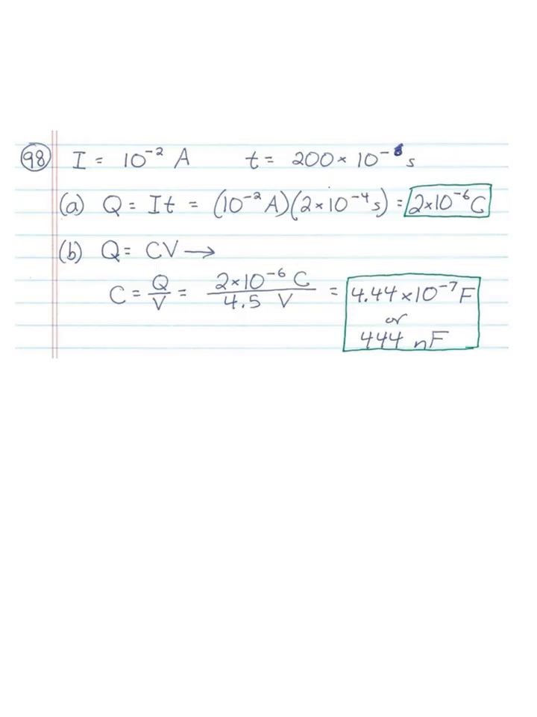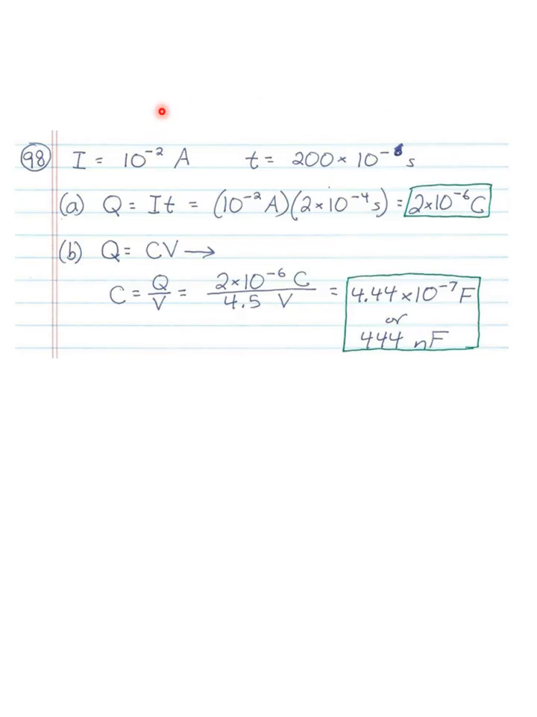Question number 98. A neuromuscular microstimulator is a device designed to be implanted into paralyzed muscles or other tissues suffering from neuromuscular dysfunction. It supplies an electric current that stimulates the dysfunctional tissue. A particular device uses a capacitor built into a microchip. The capacitor can supply 10 milliamperes of current for 200 microseconds before it's fully discharged. Find the initial charge on the capacitor and the capacitance if it's initially charged to 4.5 volts.